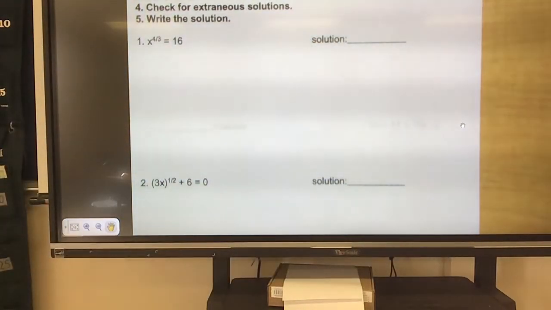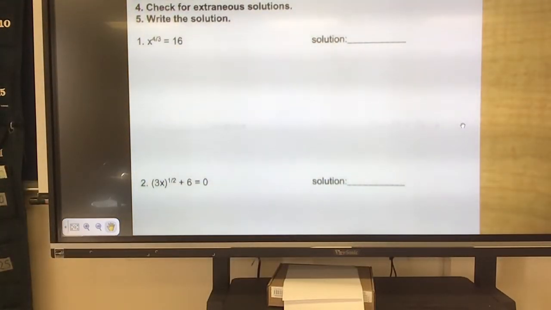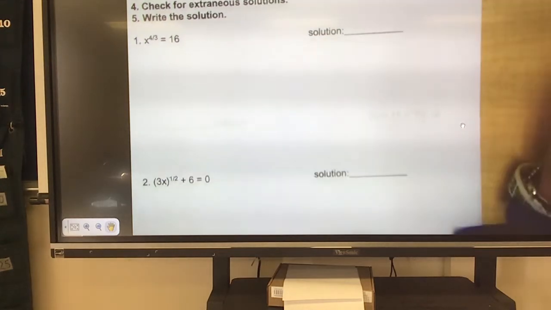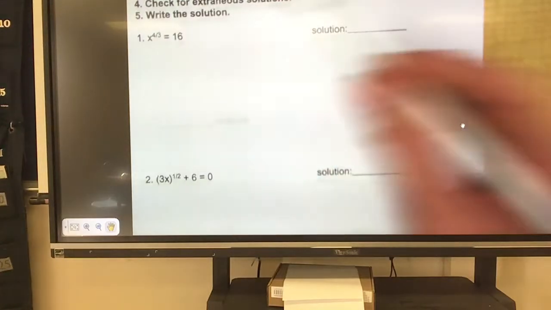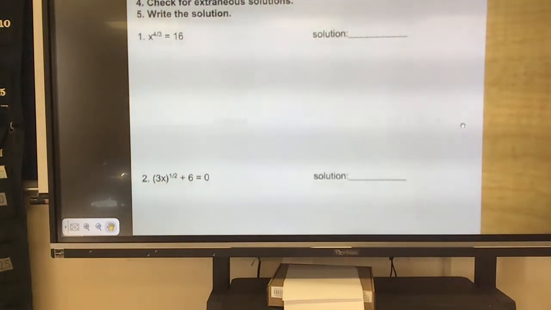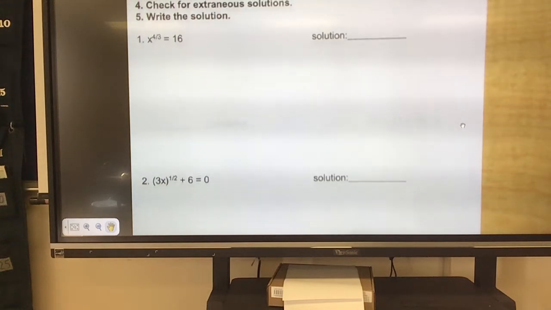Alright, this is note 9-3. Okay, equations containing rational exponents, super simple stuff. As you see on number 1 here, it has x raised to the 4/3 power equals 16. So we're solving for x on it.